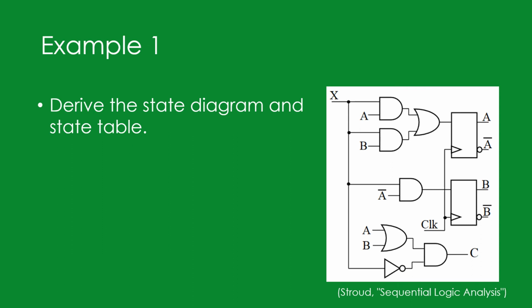Let's look at an example of analyzing a sequential circuit. Given the circuit below, we're asked to come up with the state diagram and state table that will describe this circuit. Let's start by coming up with the Boolean equations for the output of the system and the inputs to each D flip-flop.